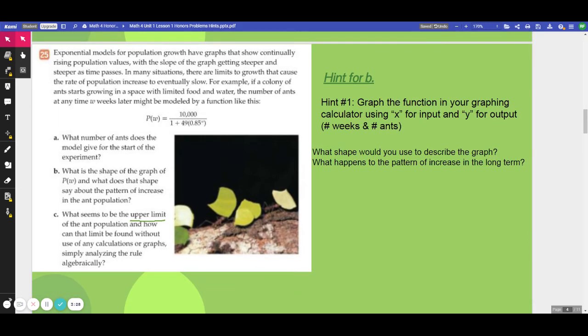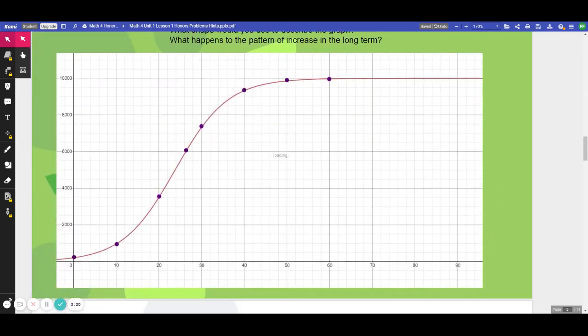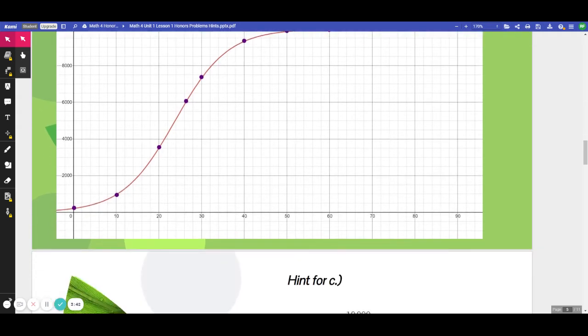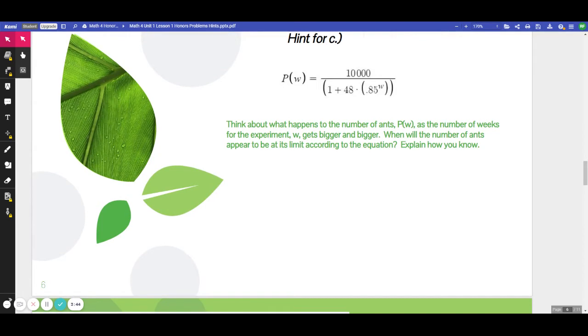Here's the shape. All right, sorry. So what shape would you use to describe this graph? What happens to the pattern of increase in the long term? So here's an example of this graph, and you can see what it's doing in the long term. Here's your hint for C.